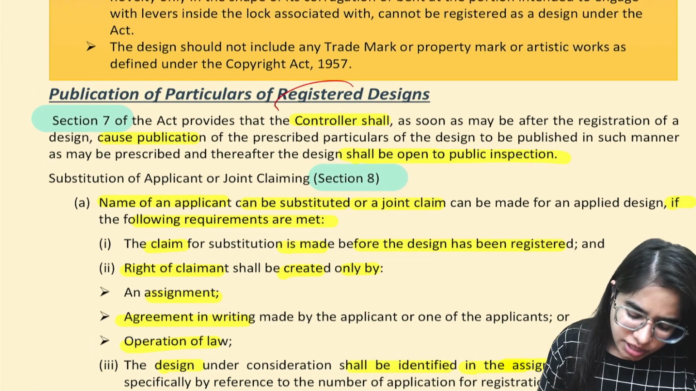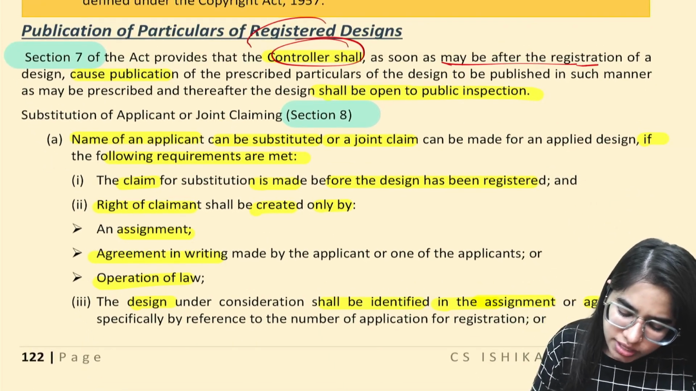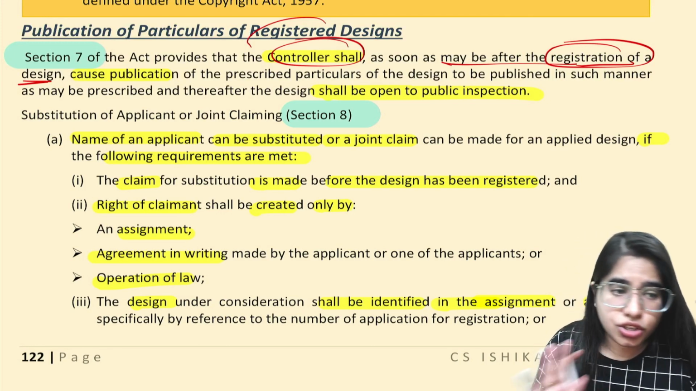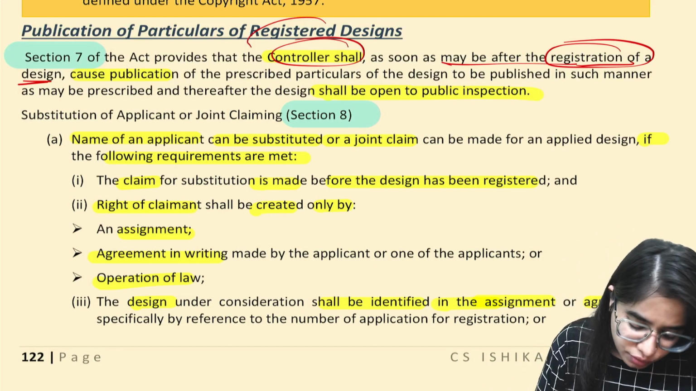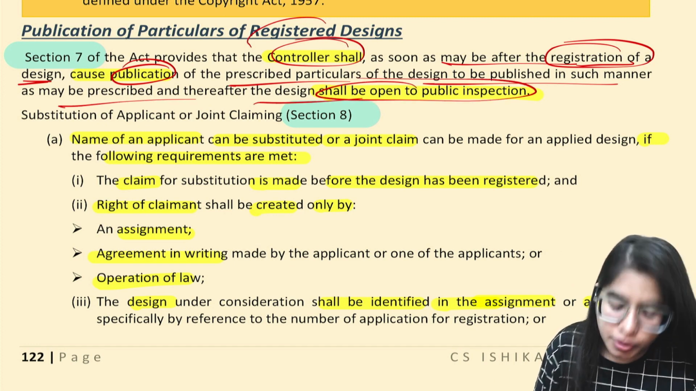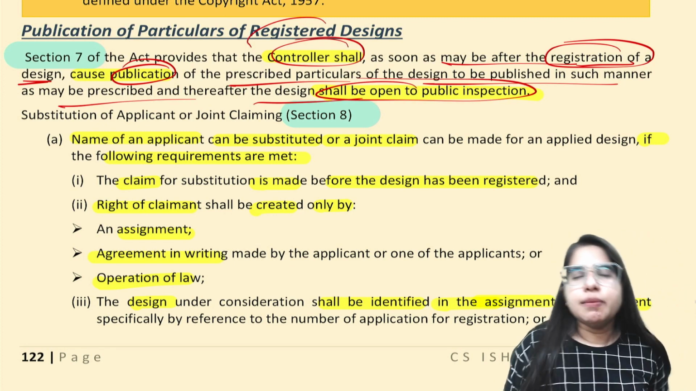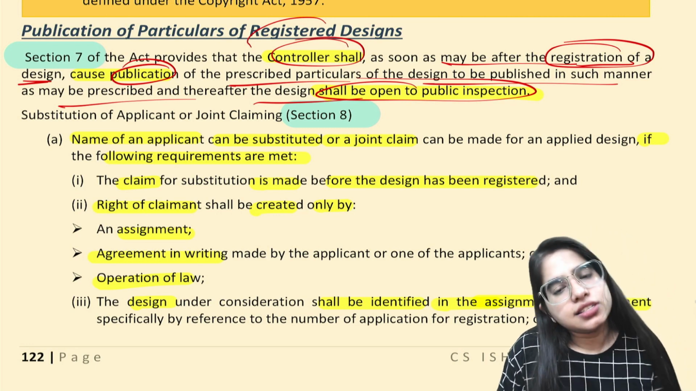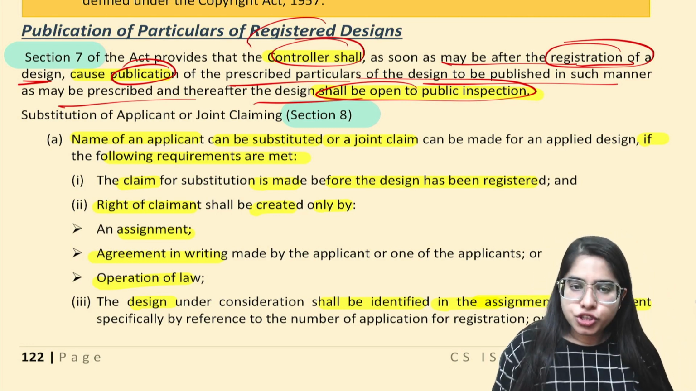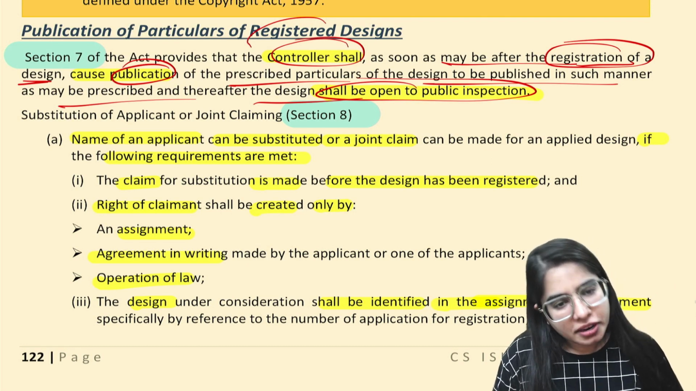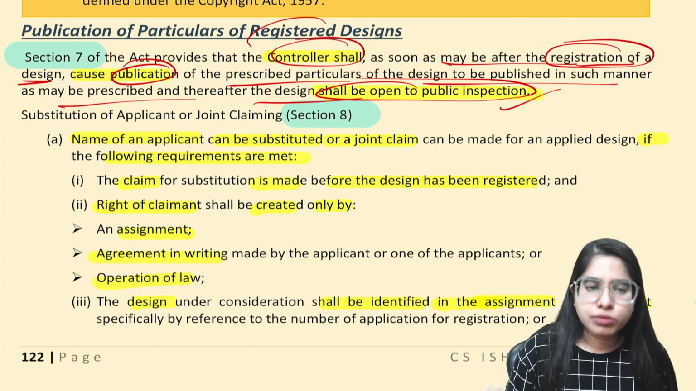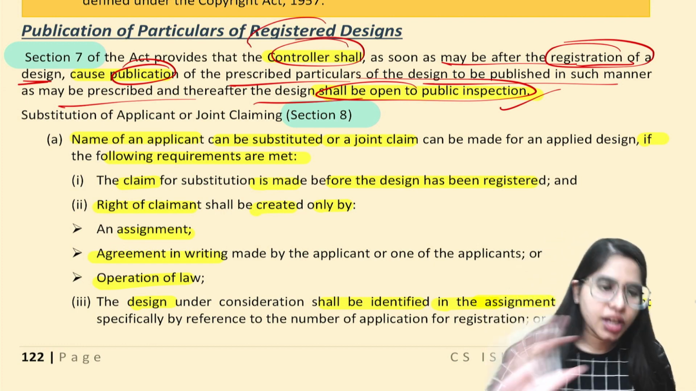One liner section: the controller shall, as soon as after the registration is done, publish it in the prescribed manner, so that it will be open for public inspection. Simply one point is given: as soon as any design is registered, it will be published on the official website for public inspection, so that the public can inspect, and if anyone has any objection, they can raise the objection. One liner section 7 finished.